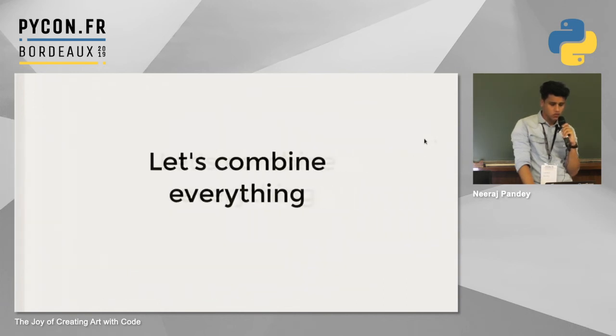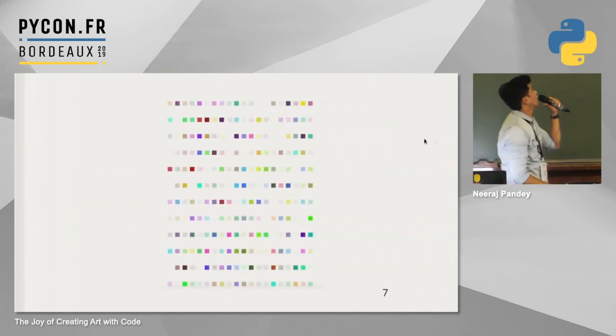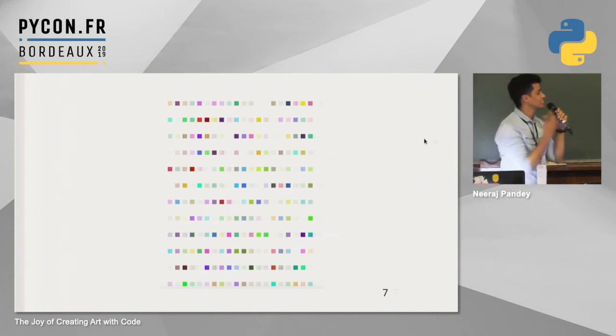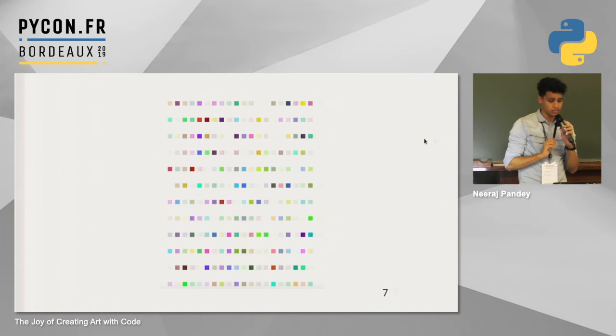Okay, so we have seen examples of using maths, algorithms and geometry. Let's combine these and create something like this. So what is it? Any guess? Actually, it's nothing, it's something random. I have a canvas. I point some dots over here. I made a proper grid, which is not random. And at each point, I put a square with a random color. That's it.